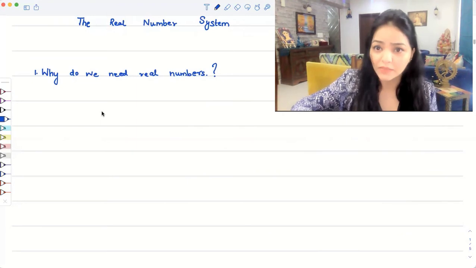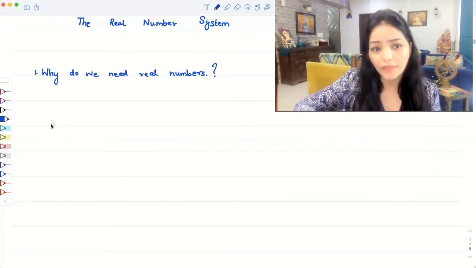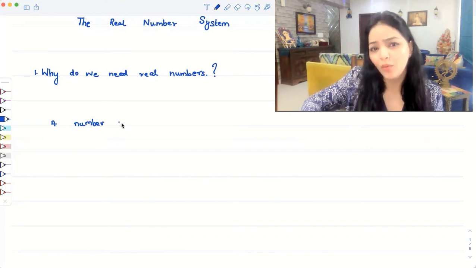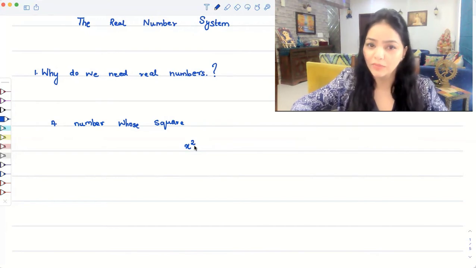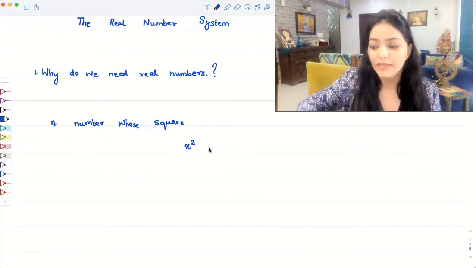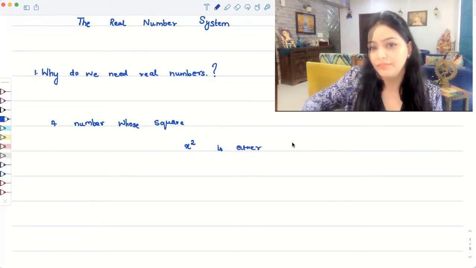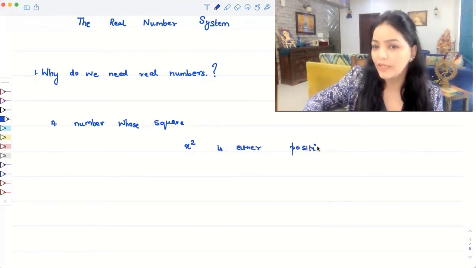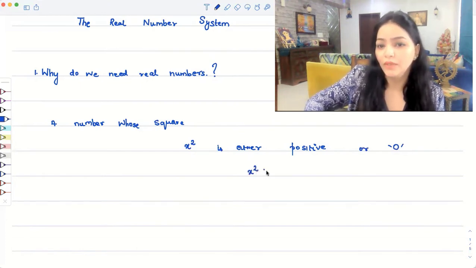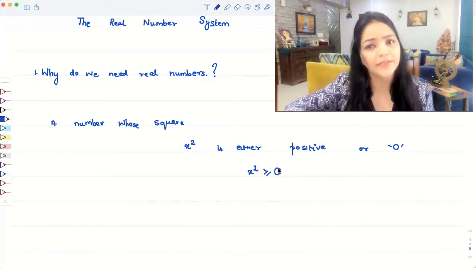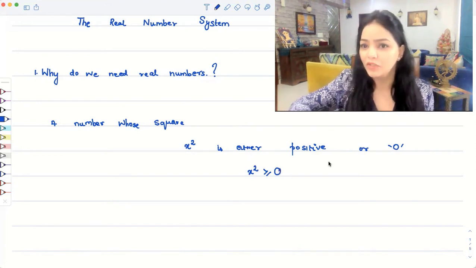So in mathematical terms, I can also say that a number whose square, as in the number getting multiplied by the same number again, so x multiplied by x, is either positive, meaning strictly greater than 0, or it is 0, is a real number. You can always keep this definition in your head.